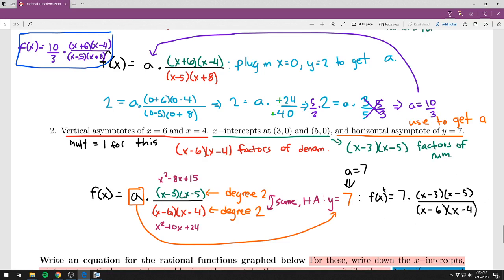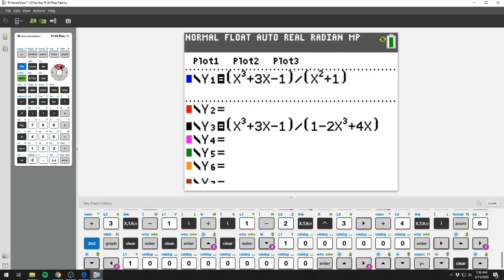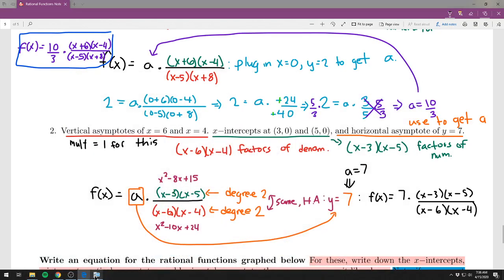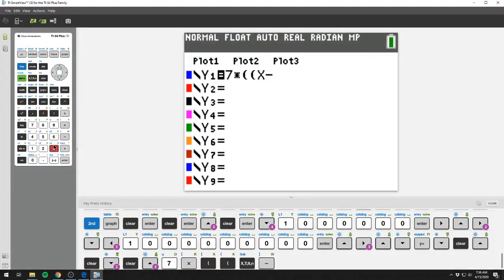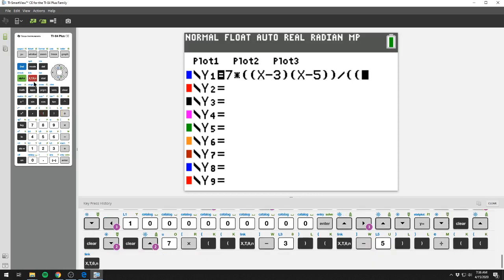And I'm just going to go ahead and graph this real quickly to show you that the horizontal asymptote thing works. Get rid of all these. We got 7 times, and then we have multiple things on the top, so I gotta put double parentheses, x minus 3 times x minus 5. That's our numerator. We divide by our denominator, which was x minus 6 times x minus 4.